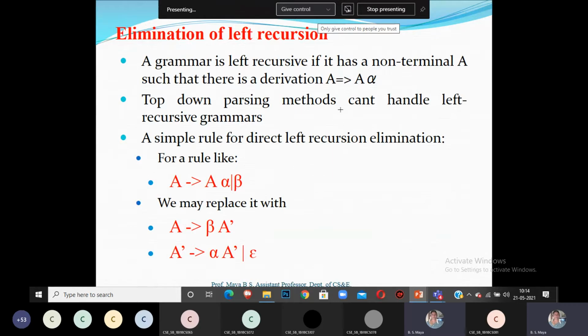Just copy it down. A derives A alpha or beta is a production called left recursion. It is replaced with A derives beta into A dash. A dash derives the remaining part of the production. You leave out A; the remaining production is alpha. Alpha into A dash and epsilon. All productions are replaced like this. This is the general rule for any production.